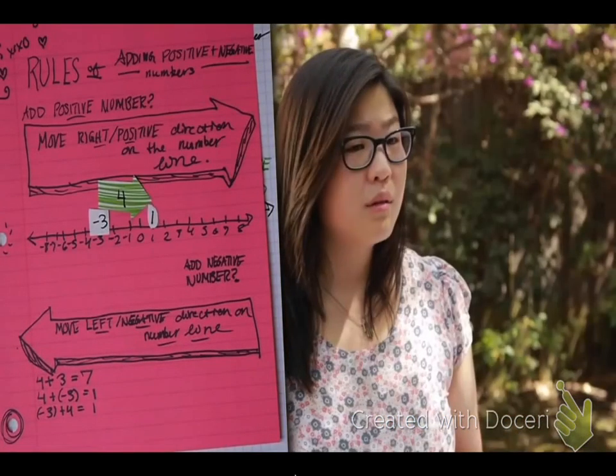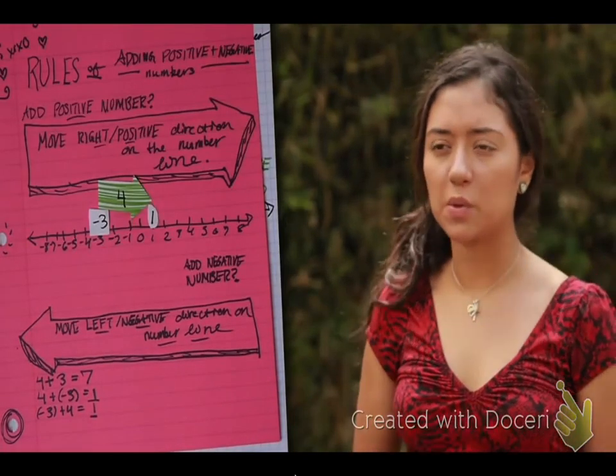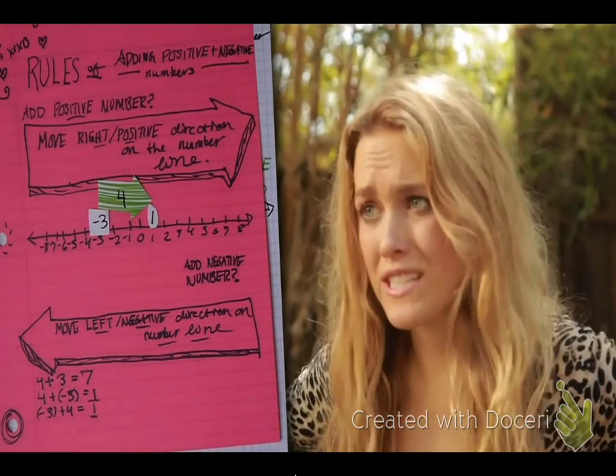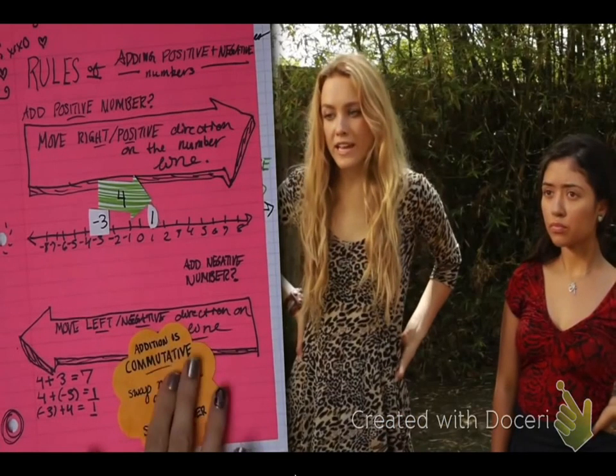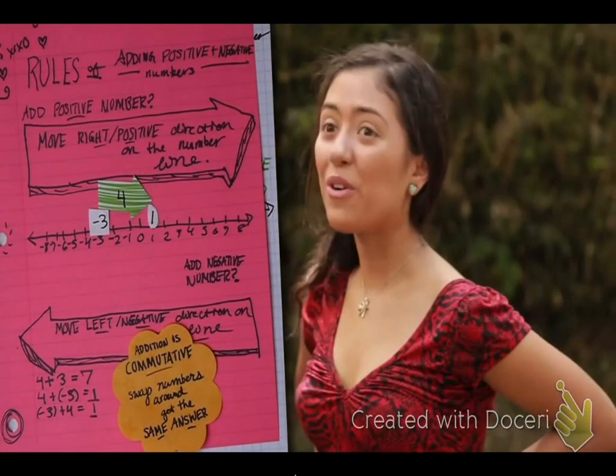You might have noticed something. Negative 3 plus 4 equals 1, and 4 plus negative 3 also equals 1. Addition is always commutative. Whether you're adding positive or negative numbers, if you swap them around, you get the same answer. That is so fetch. Stop trying to make fetch happen. It's not going to happen.